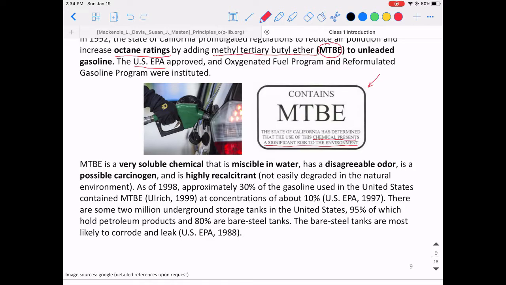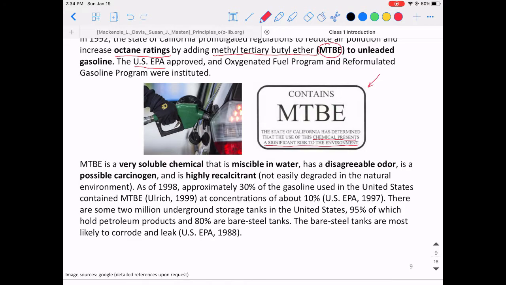Also, it's a possible carcinogen. So now we start to realize how serious this problem is, right? It's also highly recalcitrant, which means it's very difficult for it to degrade in the natural system. Once it is present in the natural system, we cannot get rid of it.